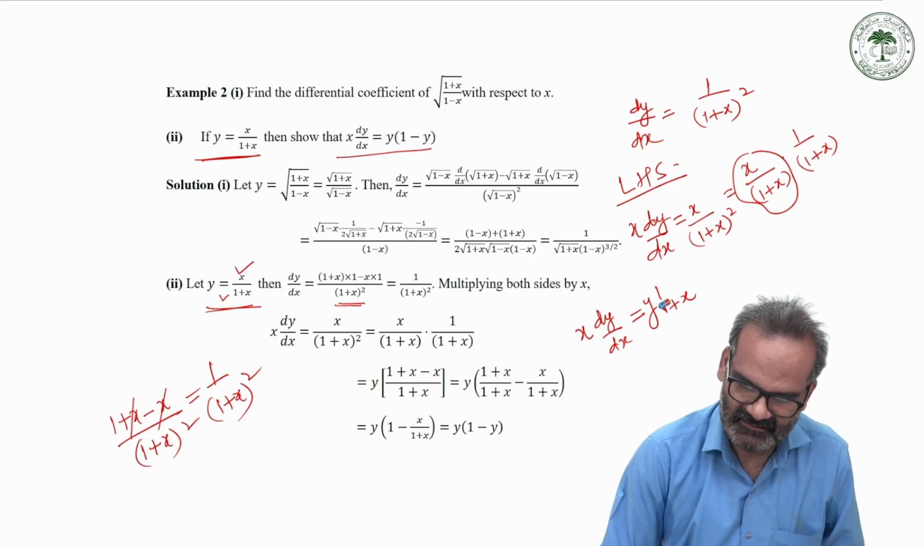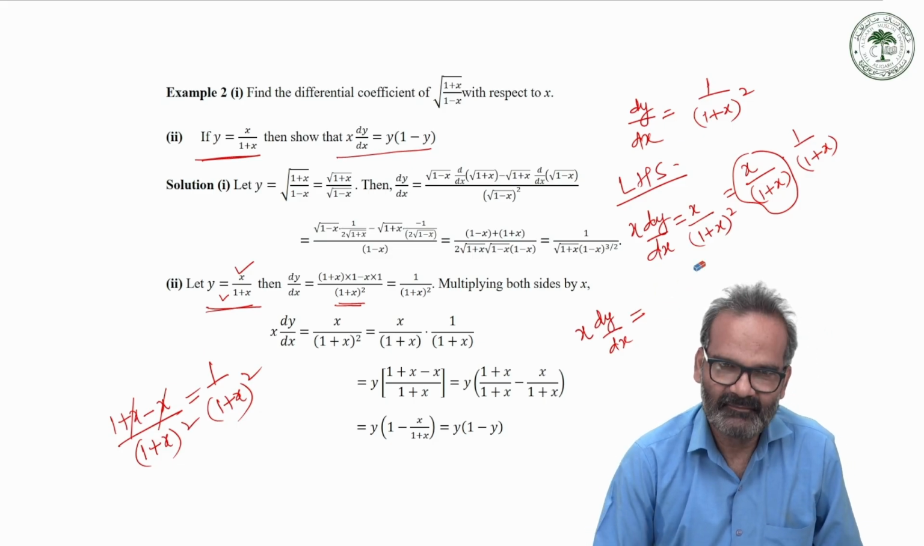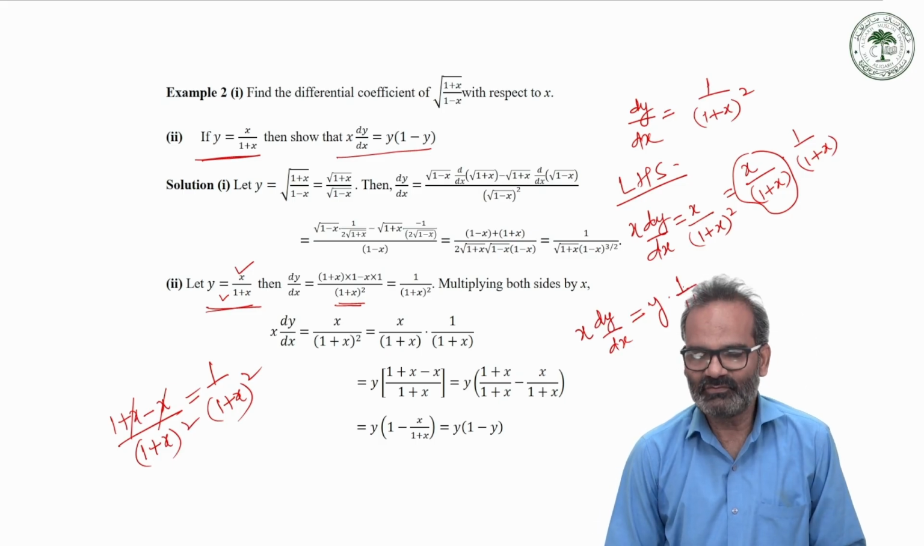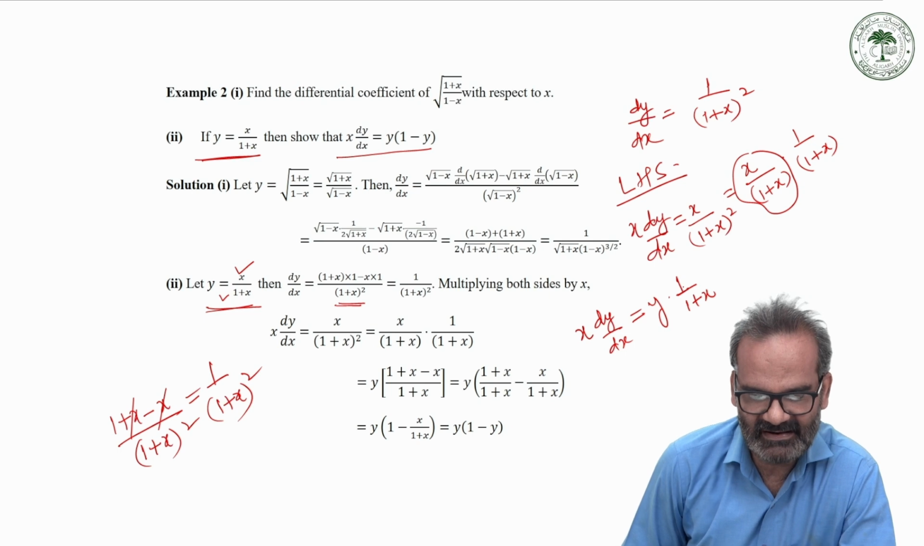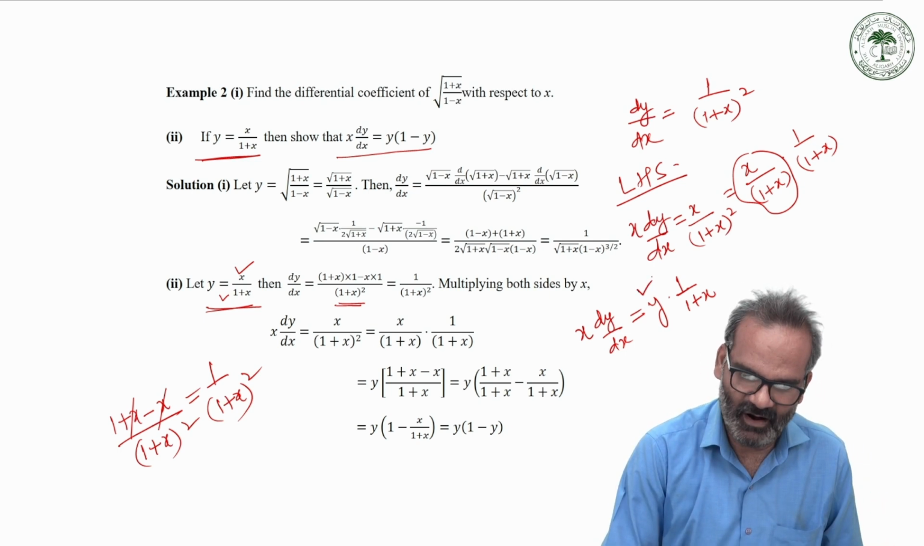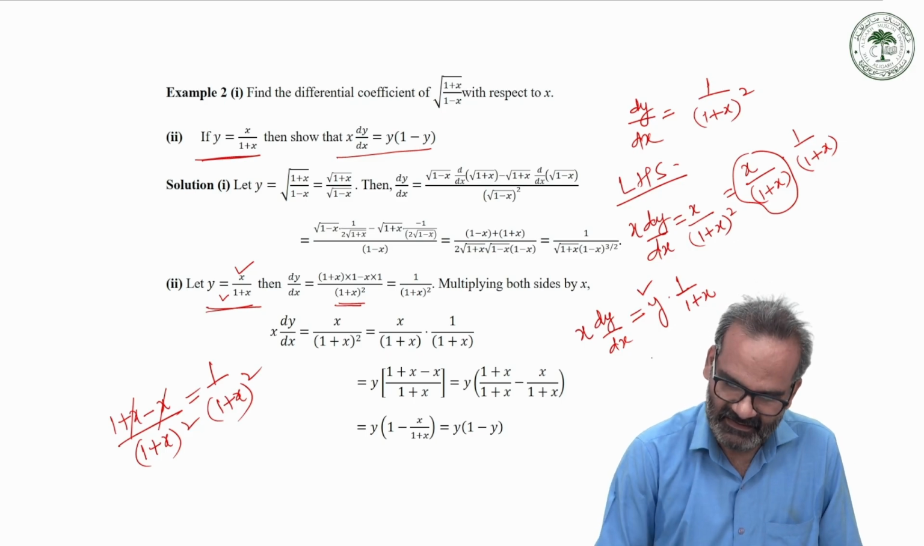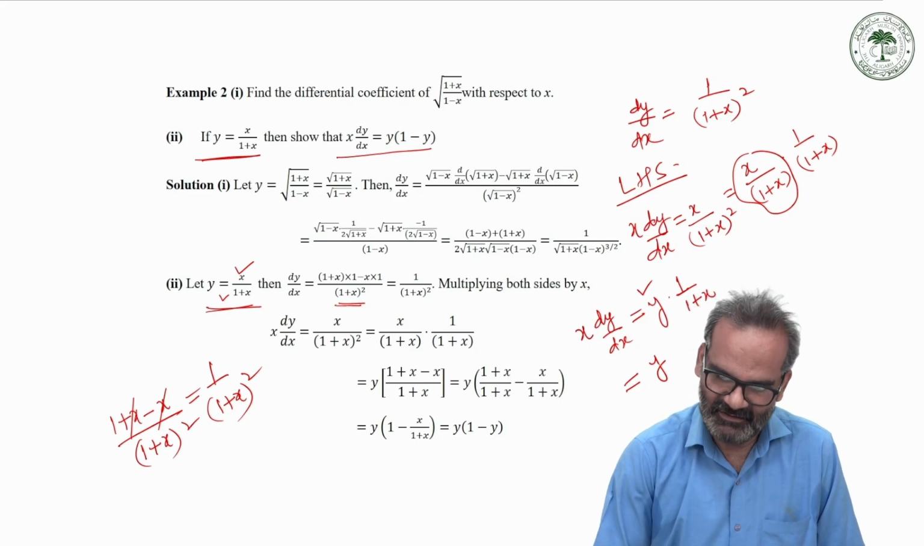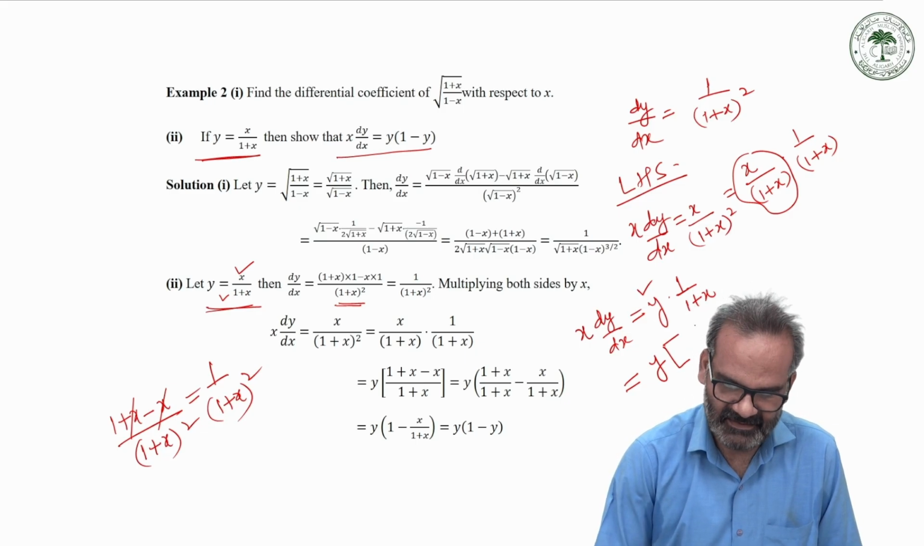Up to here it is clear. y into 1 upon 1 plus x. And what we want to prove? We want to show that x dy over dx is equal to y into 1 minus y. So y we are getting. How will we find out 1 minus y? See, this can be written as y. In the numerator we have 1. We can add and subtract x in the numerator. See, this can be written as 1 plus x minus x divided by 1 plus x.